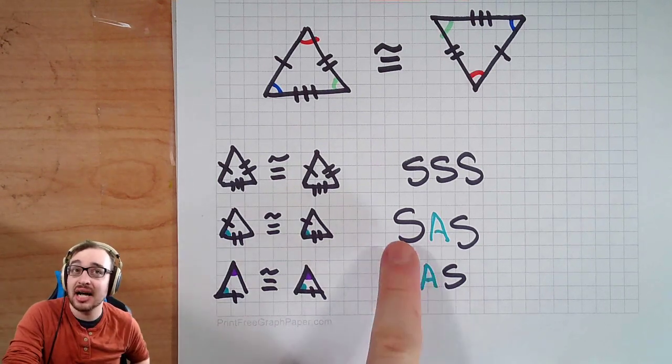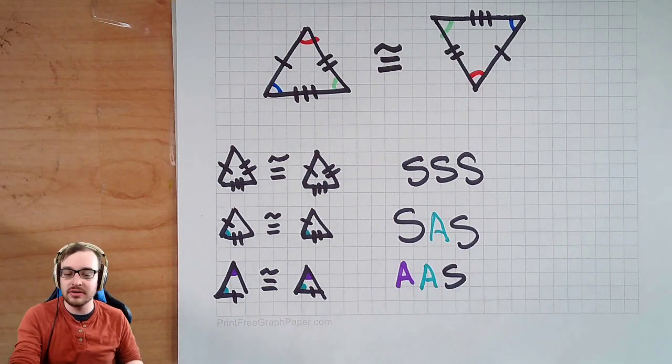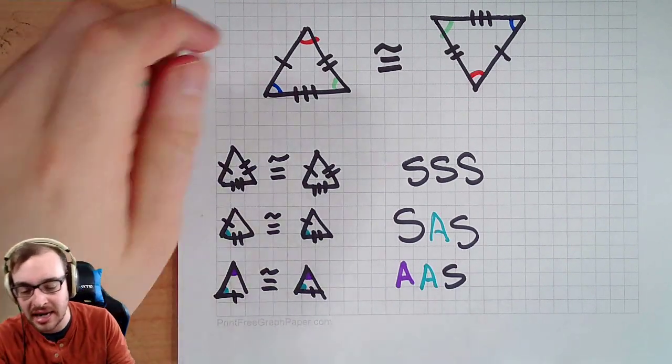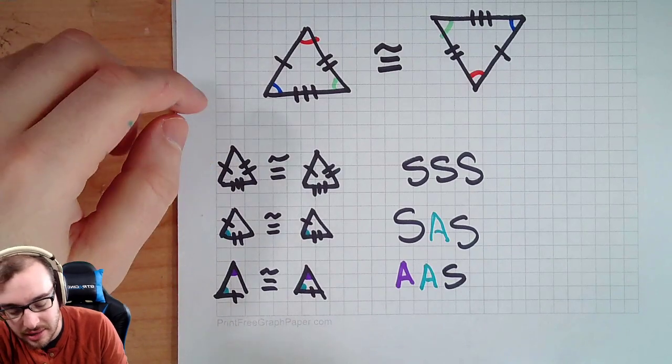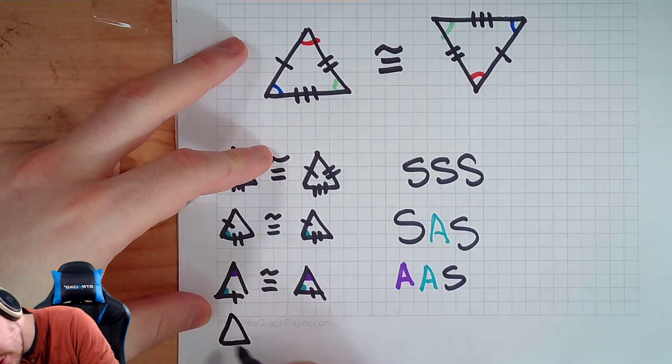Angle, angle, side does. Side, angle, angle does. In those orders, right? You can flip them forward and backwards if you want. That's fine. But in those orders, they work, but the ass does not. Another one that would work is this one.